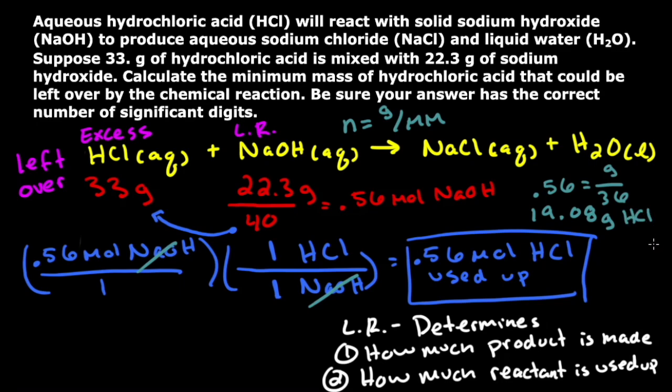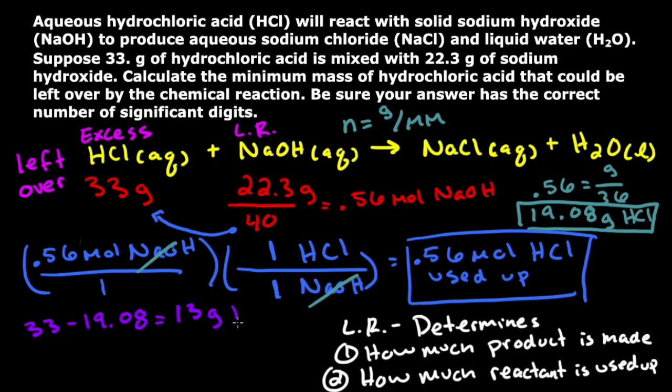And what we'll do is take this right here, this is what is used up, and this is what we start off with. So to figure out the answer, we're just going to do 33 grams that we start off with, and subtract what we use up, or this 19.08, and that's going to equal 13 grams. And so 13 grams of this HCl is going to be the answer. So the answer to this will be 13 grams of HCl will be left over.